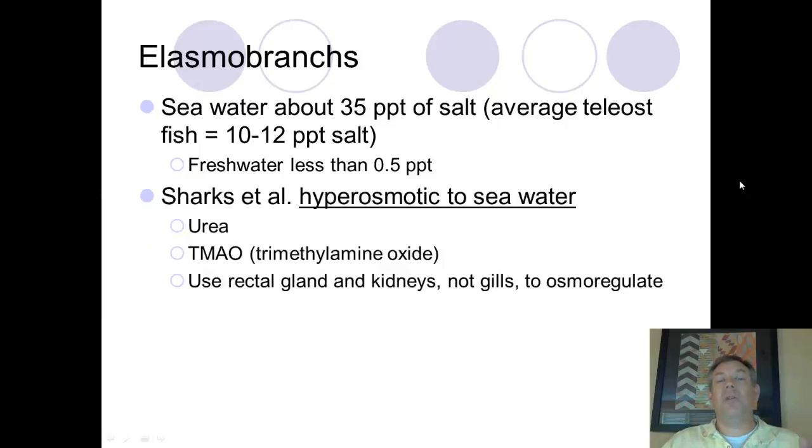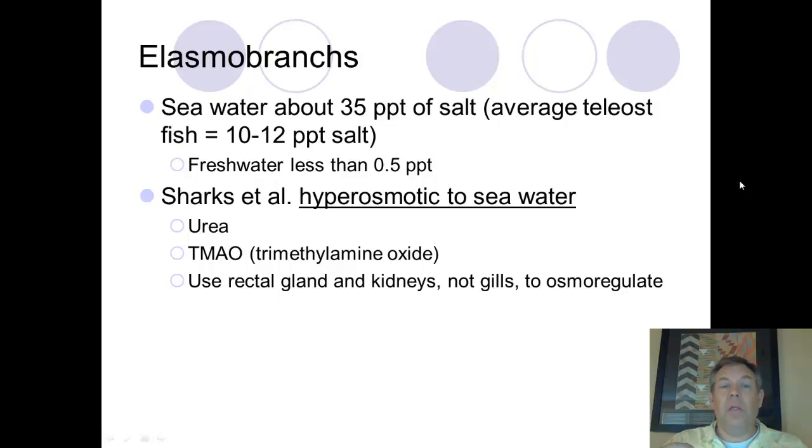The sharks have lots of things dissolved in their tissues and in their blood in order to become hyperosmotic to seawater. So there's a lot of urea that they retain. They have this compound called TMAO, trimethylamine oxide.